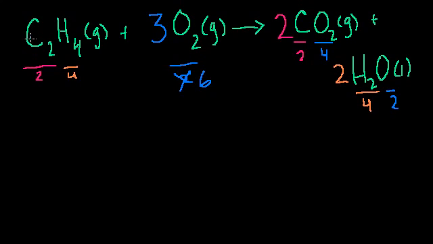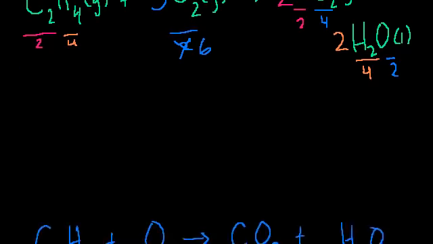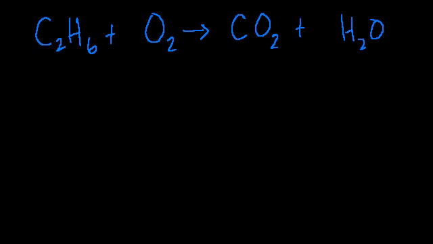I have 2 carbons on this side, 2 carbons on that side, 4 hydrogens on this side, 4 hydrogens on this side, 6 oxygens on this side, and then 4 plus 2, 6 oxygens on that side. Next equation to balance. This actually becomes quite fun once you get the knack of it.